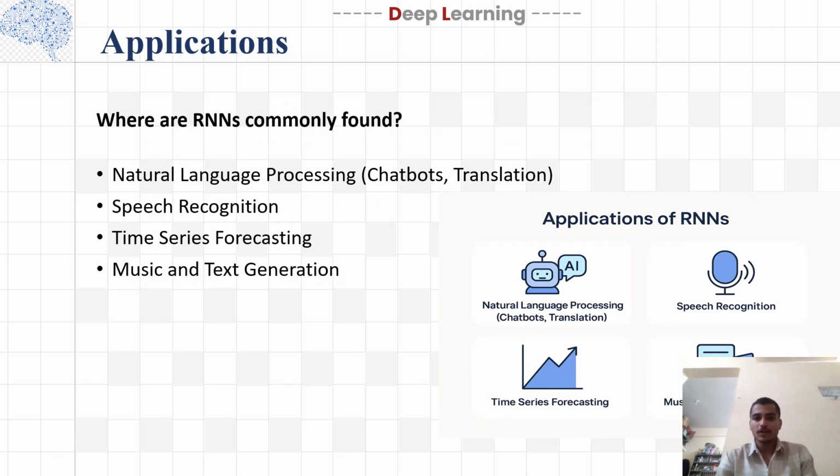So, where do RNNs and this problem commonly appear? They are used in many sequential learning tasks such as natural language processing, like chatbots, text translation, and sentiment analysis; speech recognition, converting audio into text; time series forecasting, predicting stock prices or weather; and music and text generation, where sequence patterns are learned creatively. In all these areas, learning long-term relationships is vital, and that's exactly where the vanishing gradient problem hurts performance.